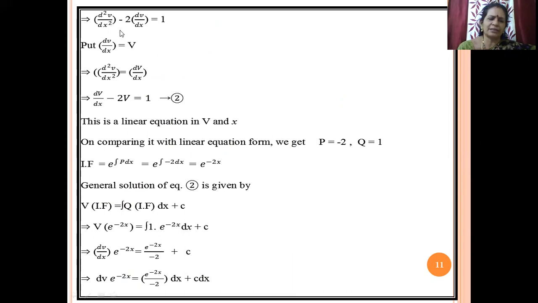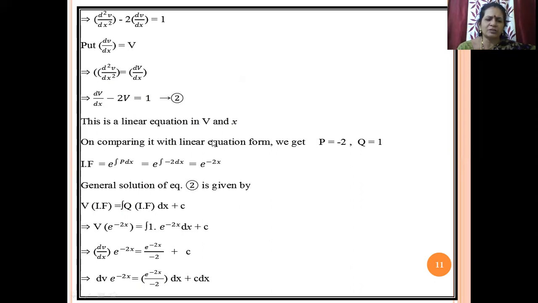d square V by dx square minus 2 into dV by dx is equal to 1. Right? Again substitute dV by dx as V. If you take dV by dx as V, then automatically d square V by dx square becomes dV by dx. Now substitute these two values in our second degree differential equation. We will get dV by dx minus 2V is equal to 1.